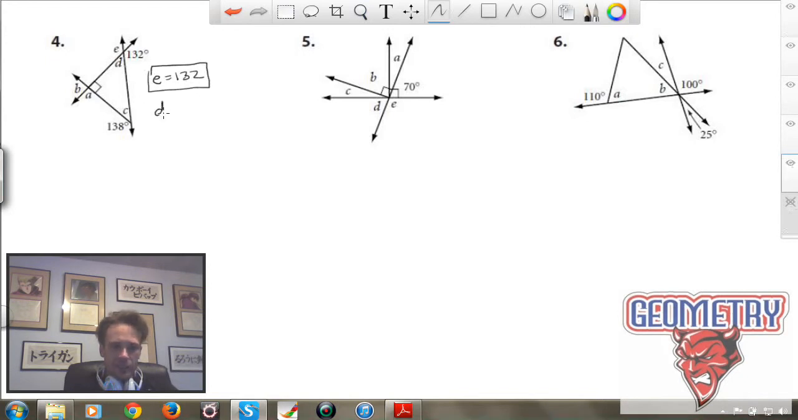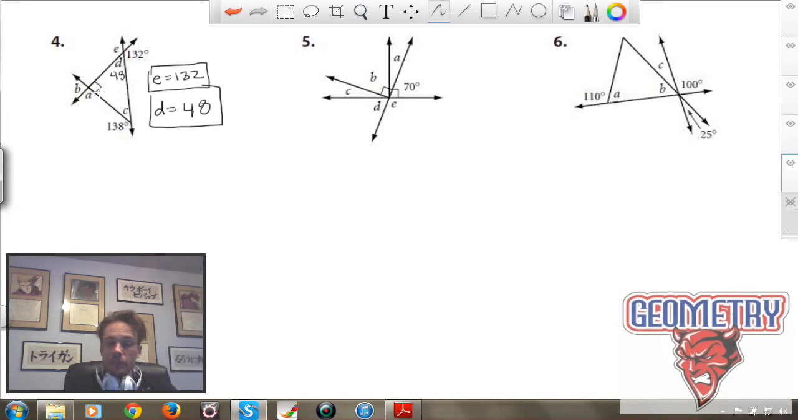D is also easy to get. D is the supplement of 132. So that's 48. Right? 180 minus 132 is 48. So I'm going to write that in there. And now that we know that this angle is 48, this angle is 90.